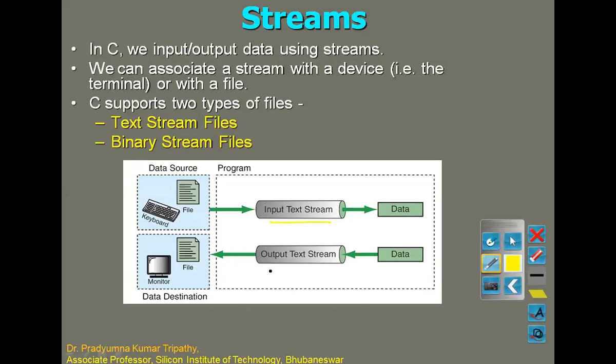And what does this stream mean? We have output text stream and input text stream. The stream is a sequence of bytes, because when you go for writing or reading some data, those are in the form of a sequence of bytes. A series of bytes will be written to the file, or a series of bytes will be read from the file. And basically we have two types of streams that we deal with. One is called text stream, another is called the binary stream. We'll discuss what a text stream and binary stream are.